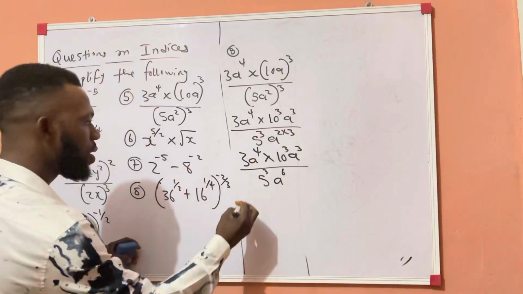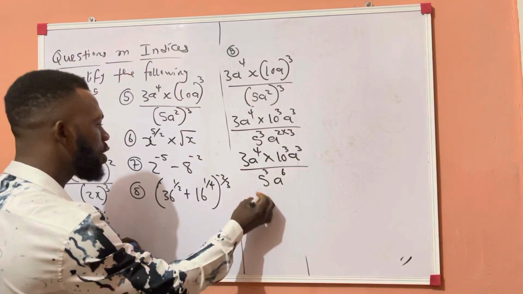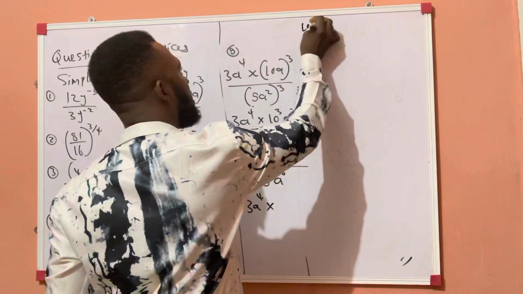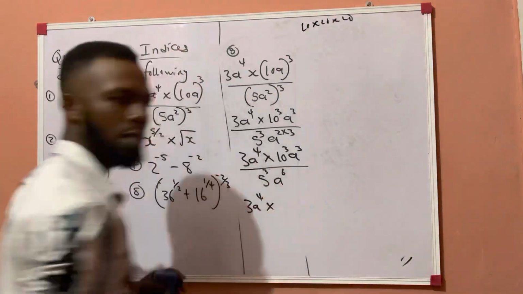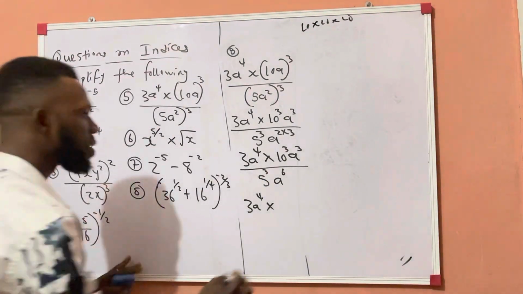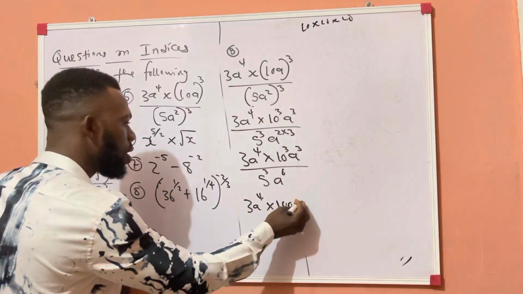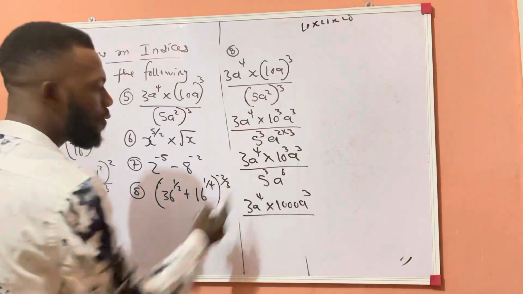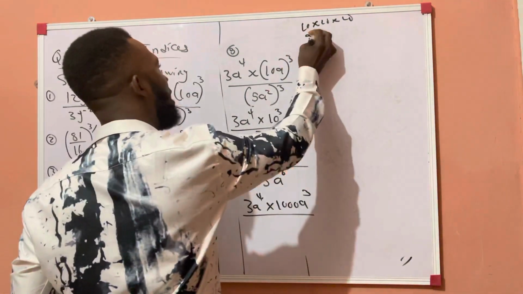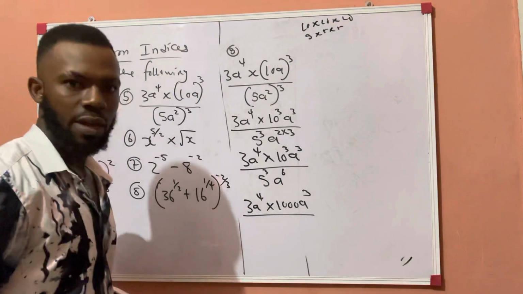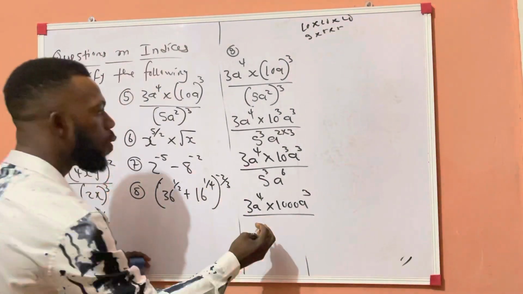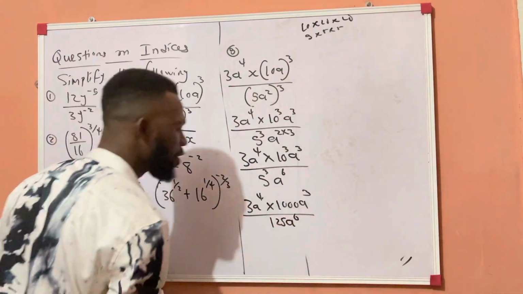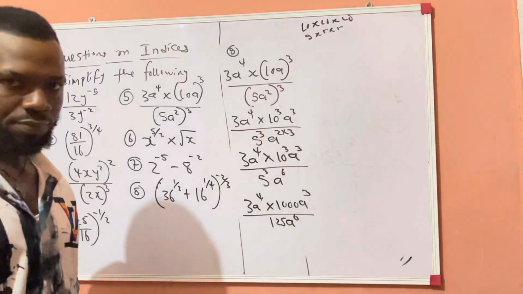So here becomes 3a^4 times. Now what does 10 raised to the power 3 mean? 10 times 10 times 10. And that is 1000. So here becomes 1000a^3 all over. Now 5 raised to the power 3 means 5 times 5 times 5. And I think that is 125. So here becomes 125a^6.